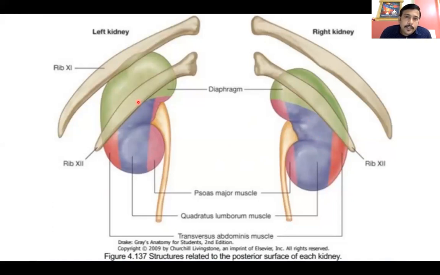And you can see for the left kidney, we have both the 11th rib and the 12th rib related posteriorly. But for the right kidney, we have only the 12th rib, because the right kidney is lying slightly lower than the left kidney because of the presence of the liver on top of it.